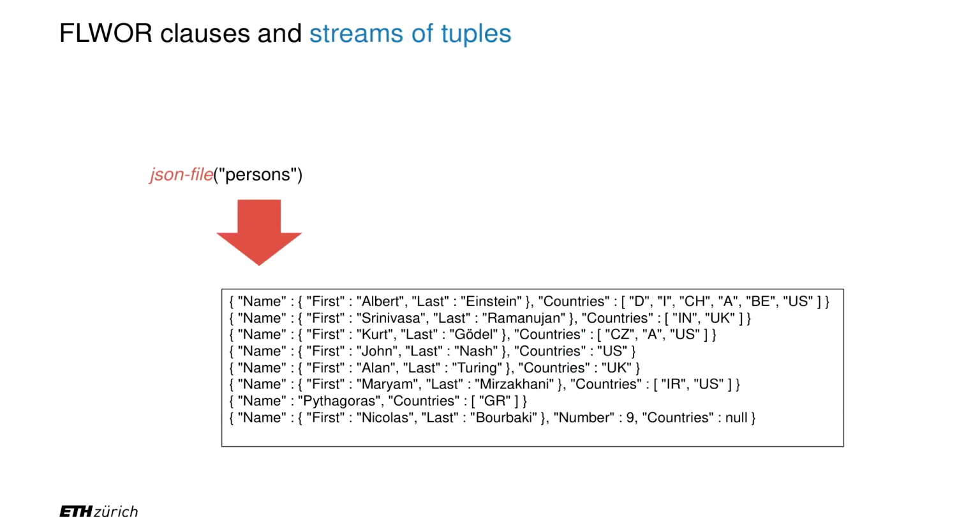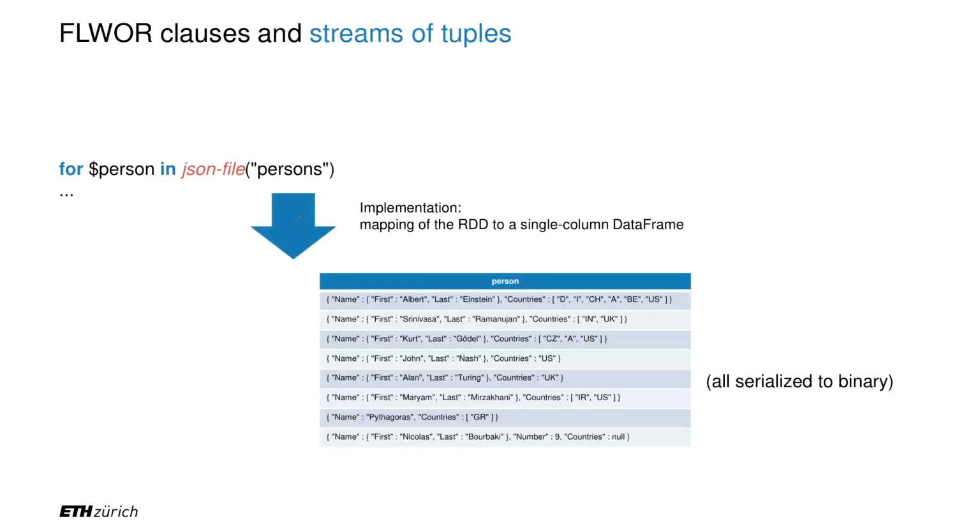So for example, now if I continue to show examples, I have json-files, persons. At that point, it's an RDD. For person in json-files person, so now I have a data frame with one column, and every value in the data frame is one object. But because it's a huge mess, I just store it in a binary fashion, just a binary representation of the object. It's okay because the user doesn't see that. It's all handled by computer code.